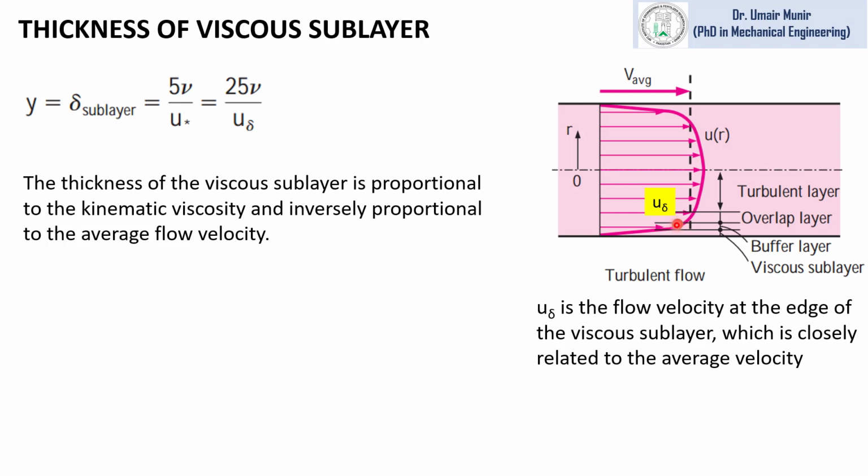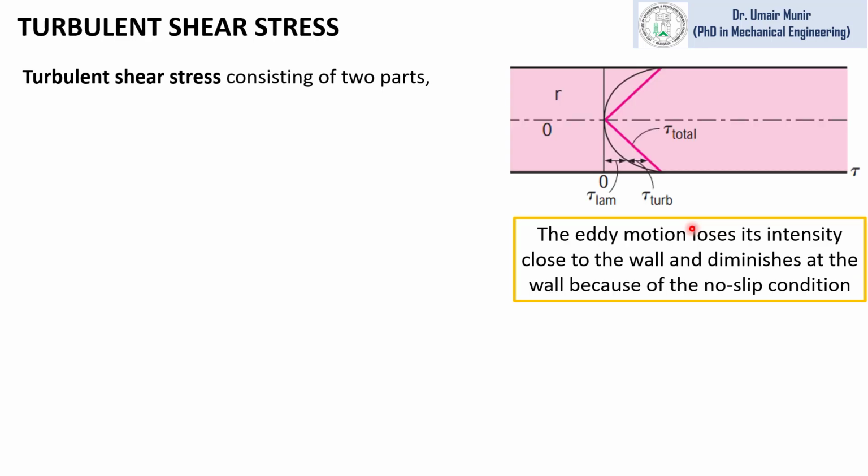So u delta is the maximum velocity in the viscous sublayer at this point, which is nearly equal to the average flow velocity. Next, I will explain the turbulent shear stress in turbulent pipe flow. The turbulent shear stress consists of two parts.